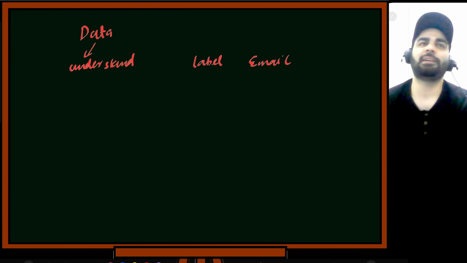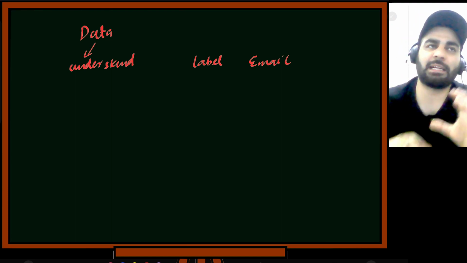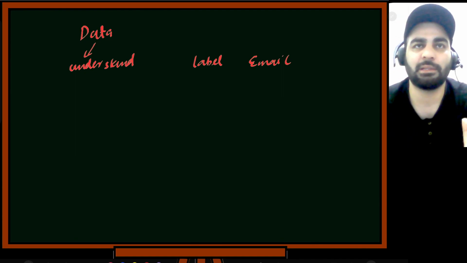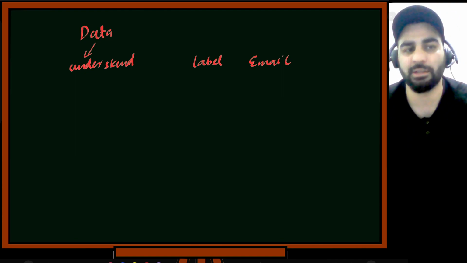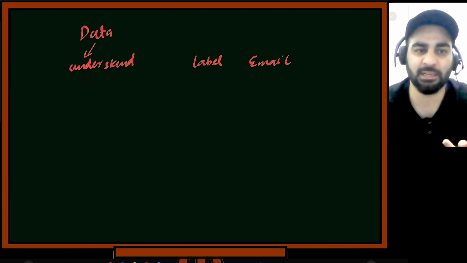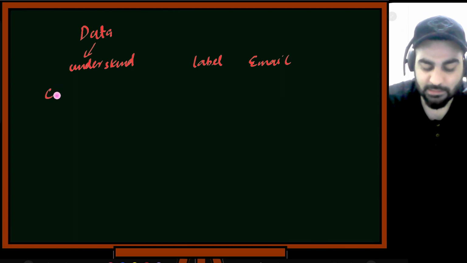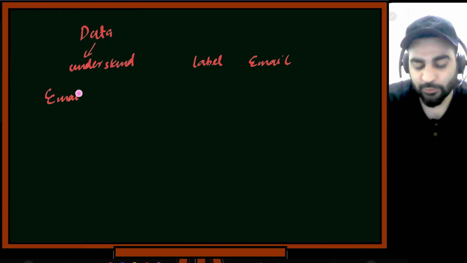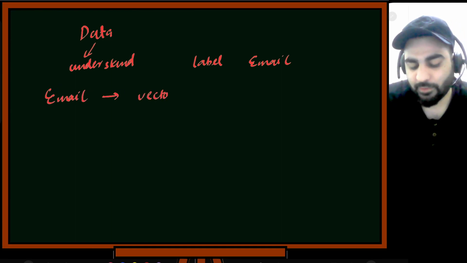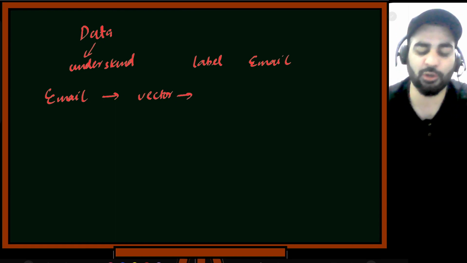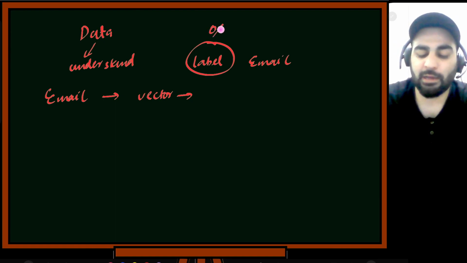Now I cannot feed this email directly to my algorithm because it's written in English. You need some numbers in there, because that's what our machines understand. They understand numbers. So I have to convert this email into some vector, because I have to feed it into the algorithm. Now that I understood the data, there are labels, and I can just use 1 and 0: 0 for ham, basically no spam, and 1 for spam.